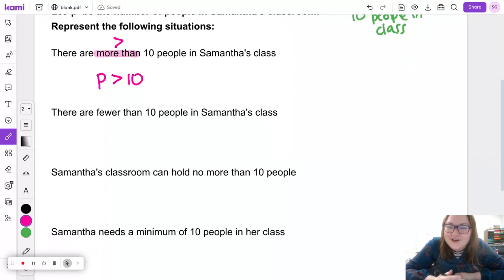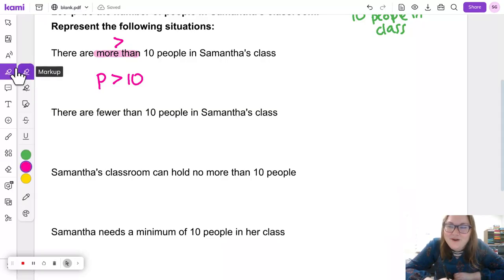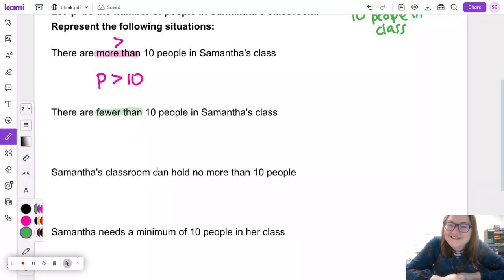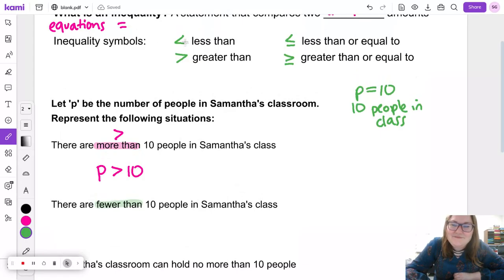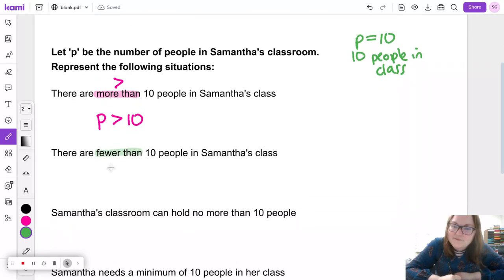These next couple also are going to use words that give us an idea of what inequality sign we need. For example, this next one, there are fewer than 10 people in Samantha's class. What word do you think is that clue for what inequality sign we need? Those words fewer than tell us what inequality sign we're using. Do you know what fewer than means? Fewer than is going to be the same thing as less than. Those words mean the exact same thing. So for the second one, my inequality would be P is less than 10. The number of people in my classroom is less than 10.